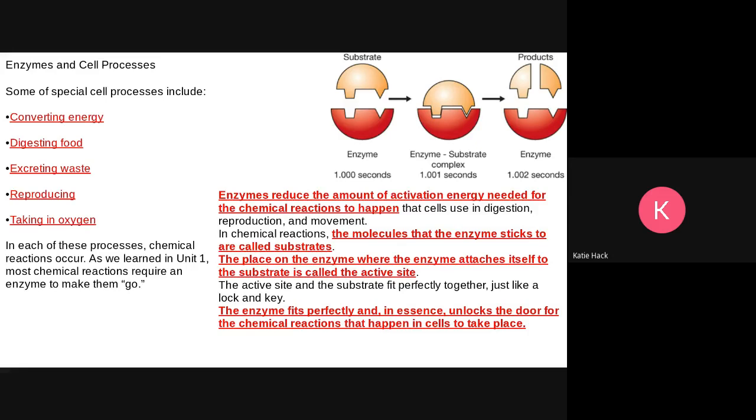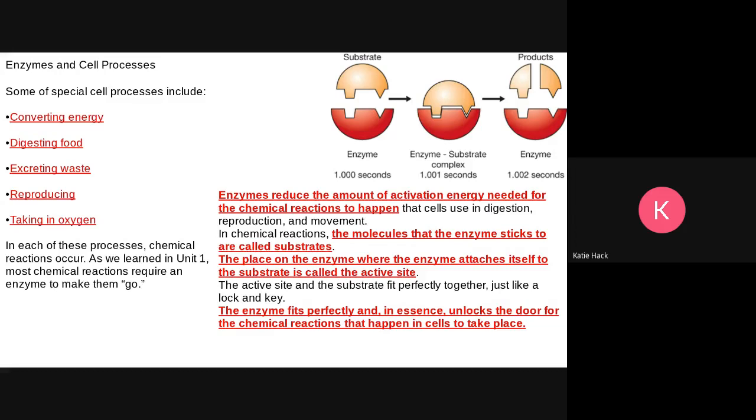The place on the enzyme where the enzyme is going to attach itself to the substrate is called the active site. Now, this active site and the substrate are going to fit perfectly together, just like a lock and key. So the enzyme fits perfectly, and in essence, it's going to unlock the door for that chemical reaction to happen in the cell.